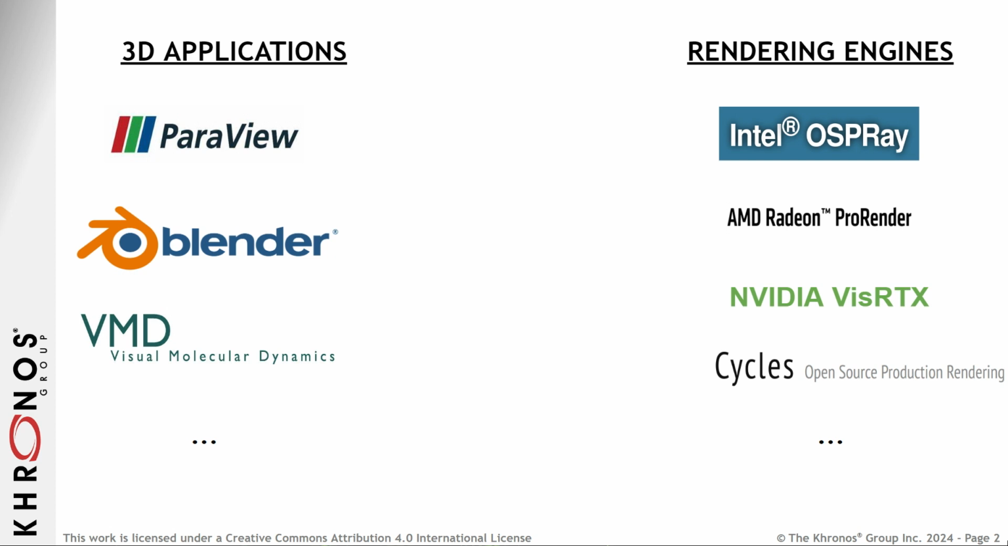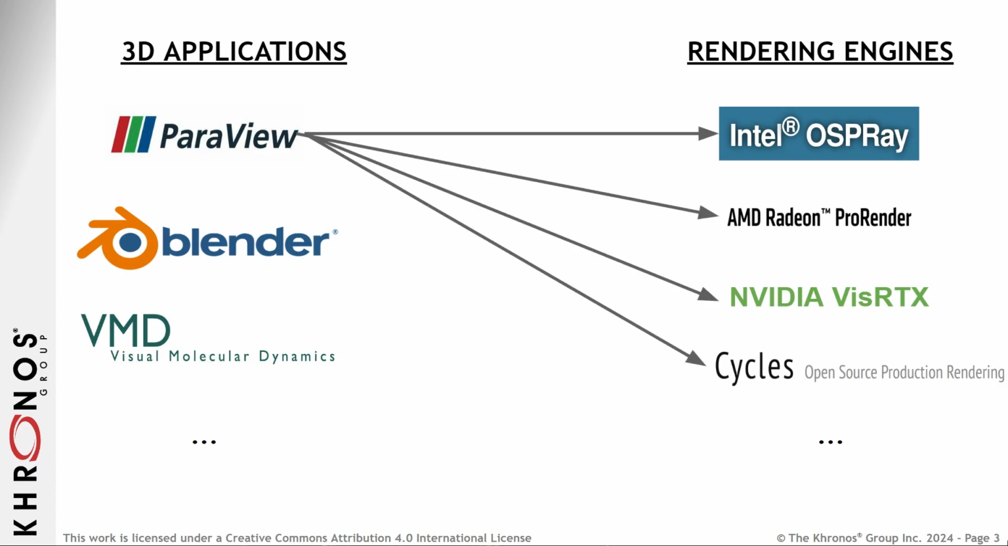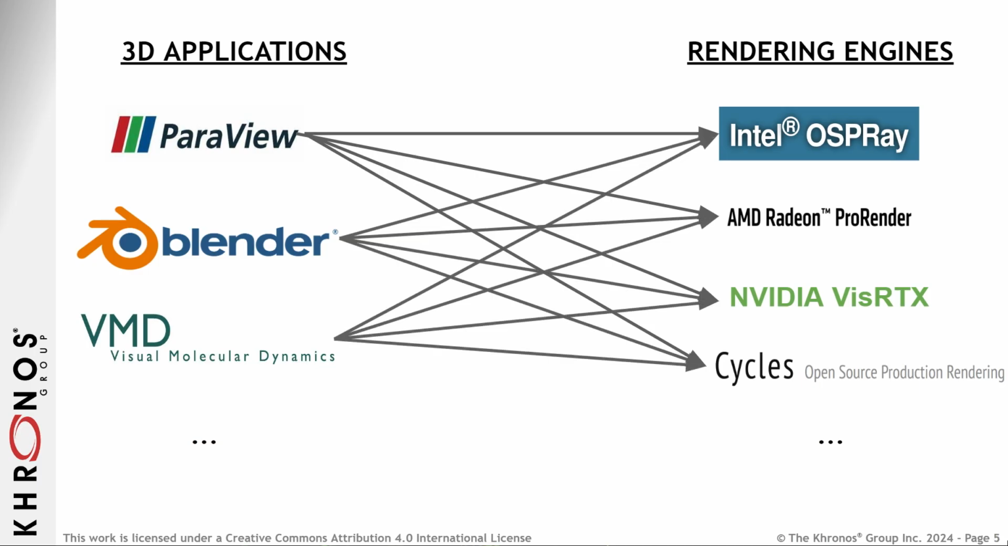You have application developers who want to use 3D rendering in their app, and they want to use potentially state-of-the-art 3D rendering engines that are out in the wild. So let's say you're a ParaView developer and you want to use OSPRay, Radeon ProRender, VisRTX, and Cycles. What you have to do is a software integration to all of those, which is not an intractable problem. It's not too bad. The problem is that everyone has to then start doing this over and over again. And I don't know about you, but that's just 3 applications on the left and 4 rendering engines on the right, and that already looks like a mess. And there's just so many more out in the wild.